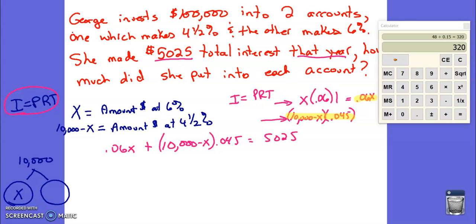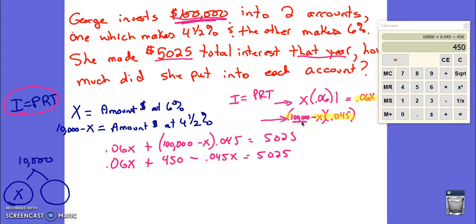So if you use the distributive property, I had to pause the video because I noticed I had made a typo. I didn't notice this is $100,000, and I was using 10,000 right here and right there. So I changed those values to 100,000 because the problem says 100,000, not 10,000. All right, so again, I used the distributive property and I got 0.06X plus 450 minus 0.045X. And then I'm going to start solving this. I have 0.015X because I combined my X's together.